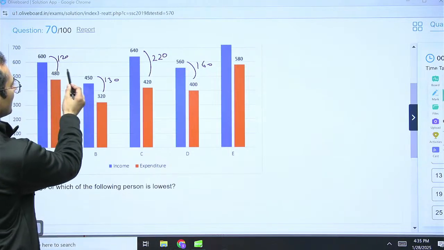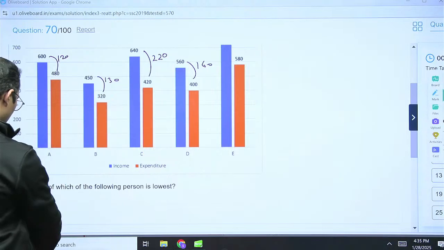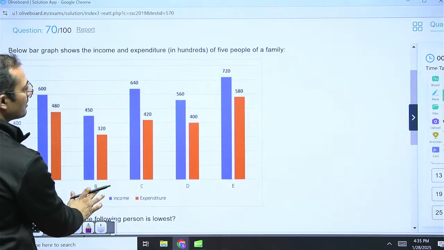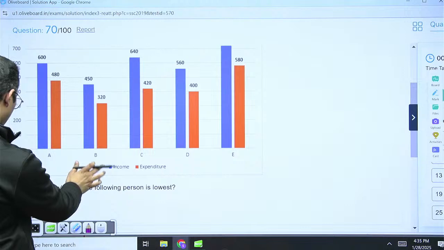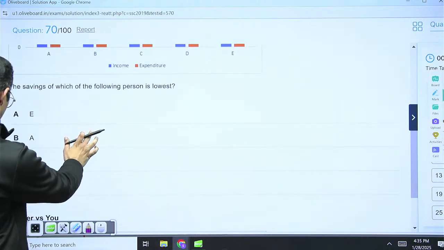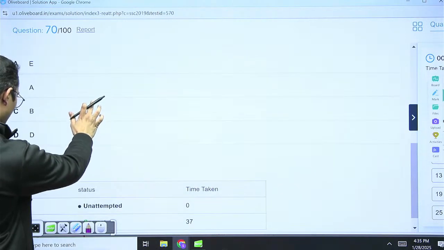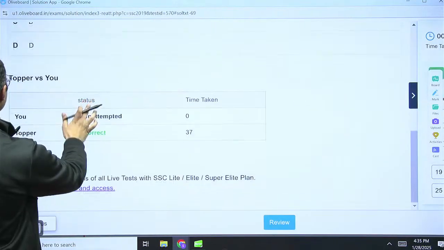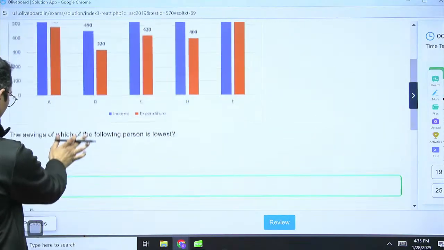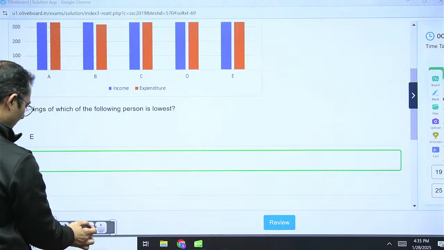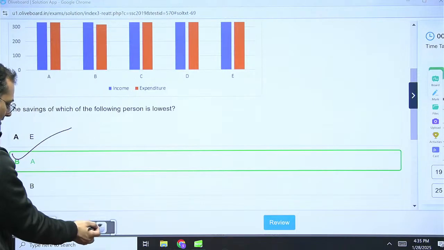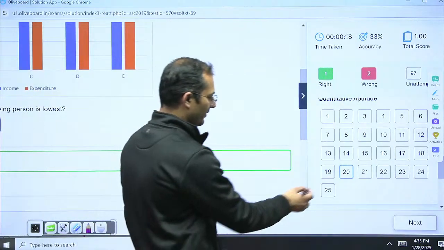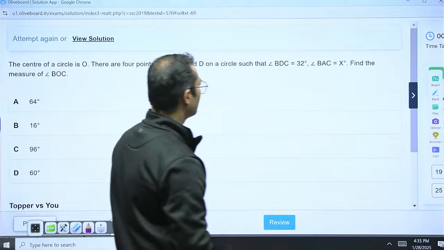See, just remember 120, 130, 120. For E we have to check. So E is also more. I think A is having the minimum, okay. So A is the minimum. See, A is the minimum, okay. So B part is the right answer. Yes, A is the minimum. So very simple, right?